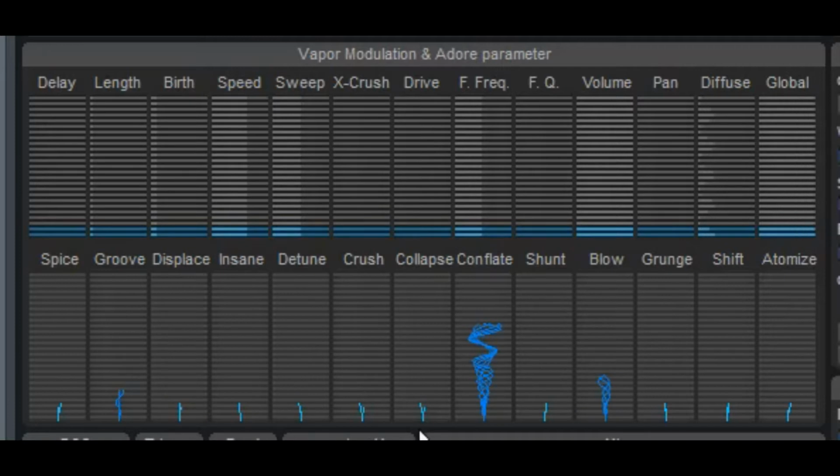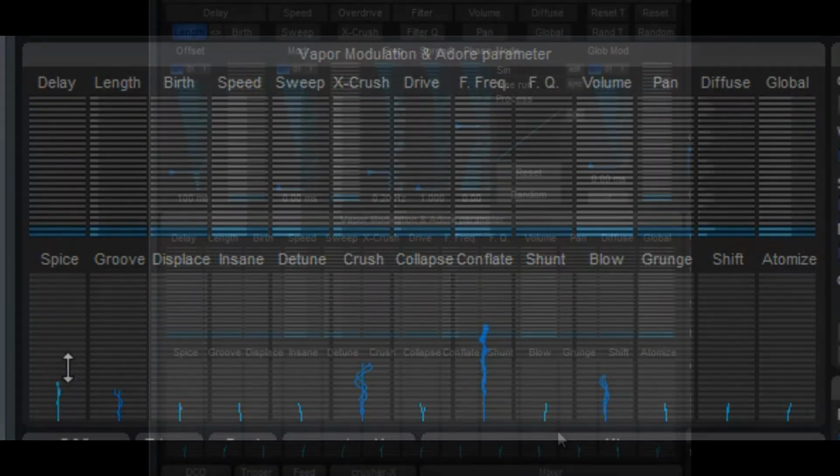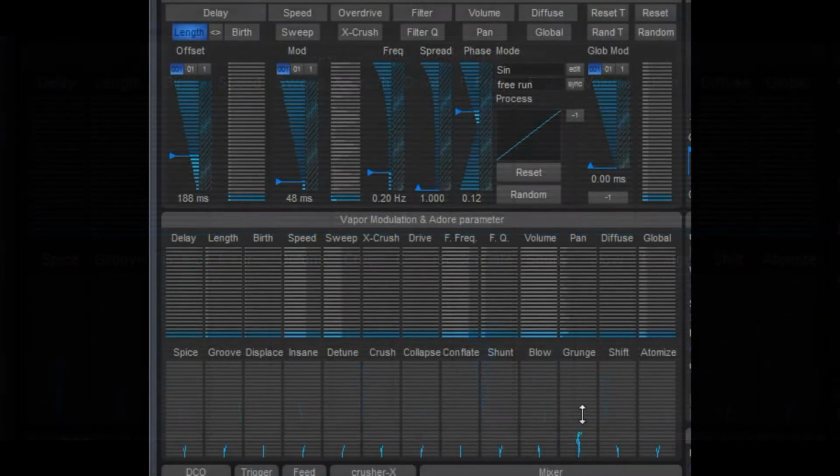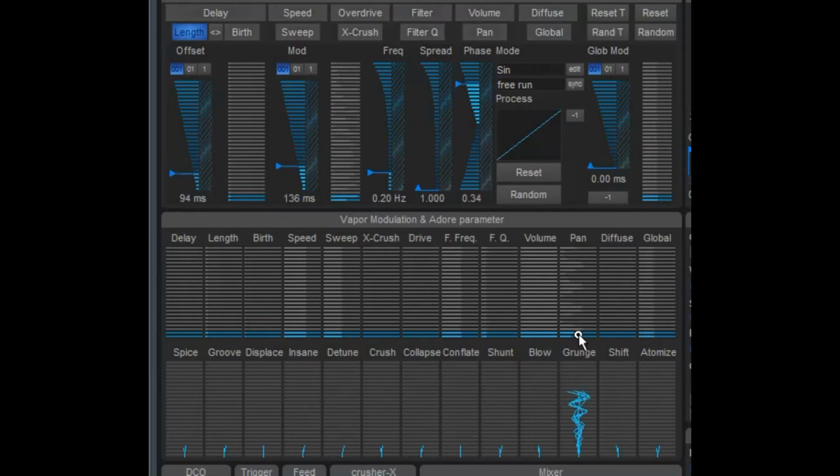Well, these parameters are not really new, actually. They're certain combinations of our good old vapor parameters. Please watch the sliders in the upper third of the user interface move when I increase one of these ADOR parameters.